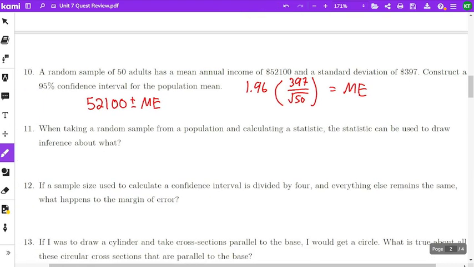Next, it says when taking a simple random sample of a population and calculating a statistic, the statistic can be used to draw inference about what? We do this whole entire sampling of a population to create a statistic, and then we use that statistic to make an inference about our whole entire population. Okay?